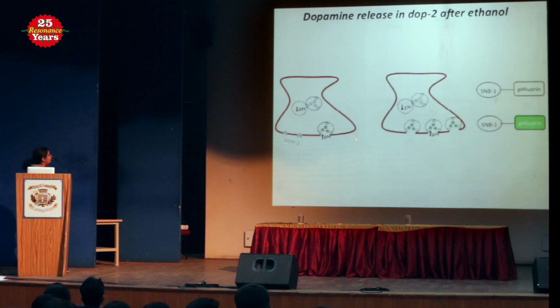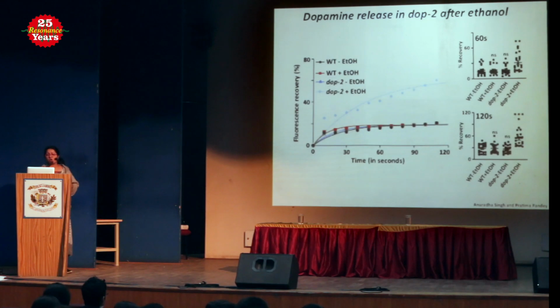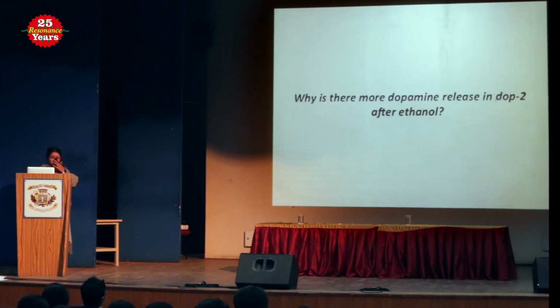Okay. And to do that, what we essentially did was we put a tag onto the dopamine. Then we look to see how much of this fluorescence is there in the animal. Okay, just a very simple fluorescence assay. And you can see in these mutants, DOP2 mutants, with ethanol, there is much more fluorescence. So this indicates that there is indeed more dopamine in these mutants, and that is why they're showing this phenotype.